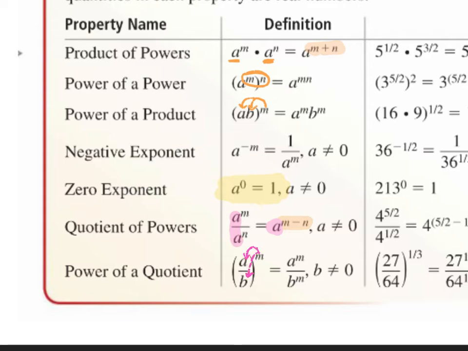So now we're going to take all of these properties that we have and apply them to our problems on the next slide. Any questions before we get started? All right, let's go.